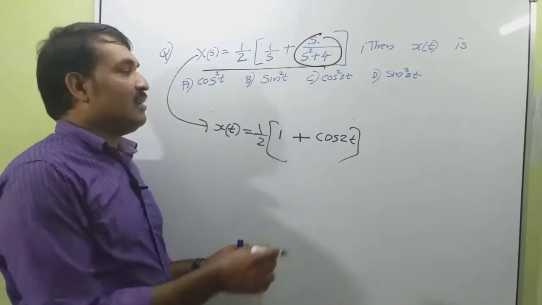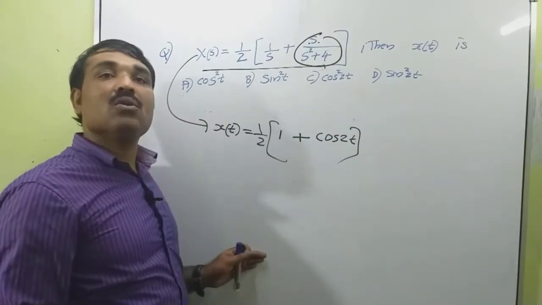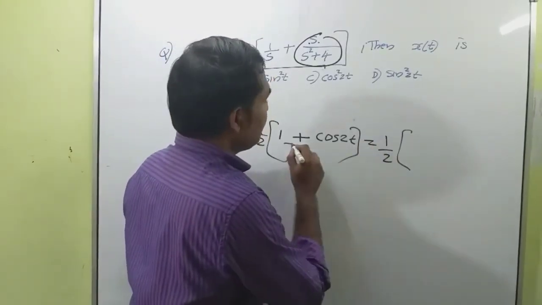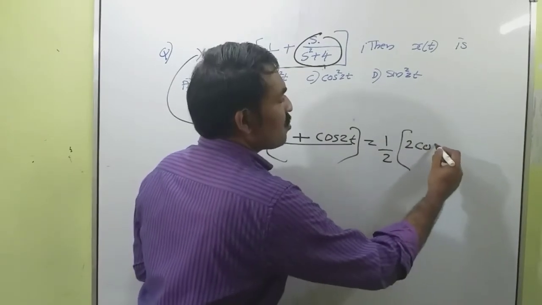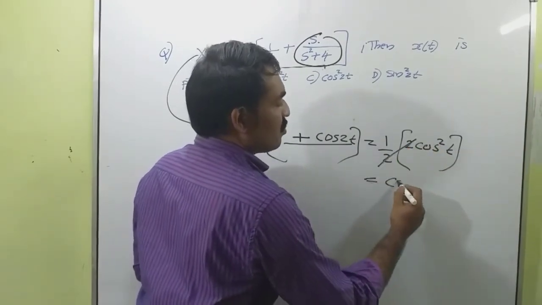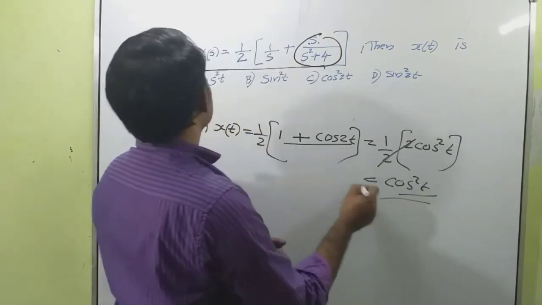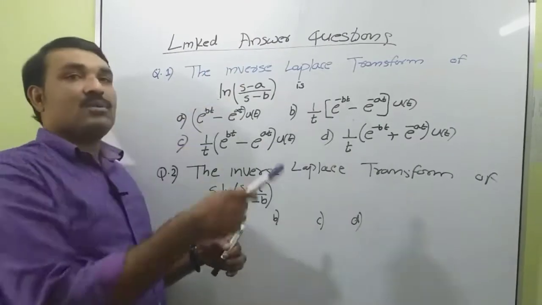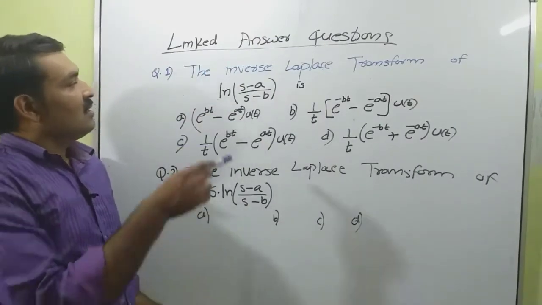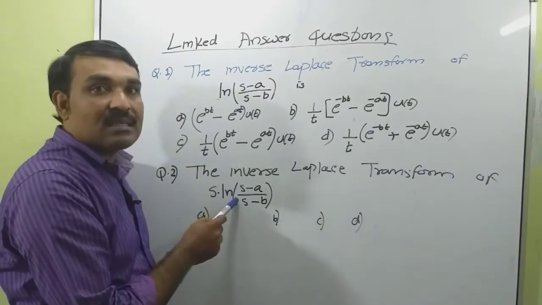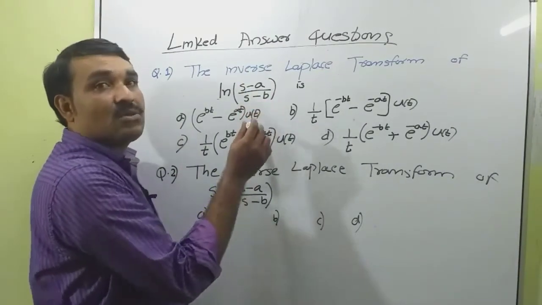Now using the identity, 1 plus cos 2t is 2 cos square t. So this is equal to 1 by 2 into, this identity becomes, 2 cos square t. 2 and 2 get cancelled. This is equal to cos square t. So A is the correct option. Next is the linked answer question. So we have two questions and the answer of the second question can be obtained from the first question.